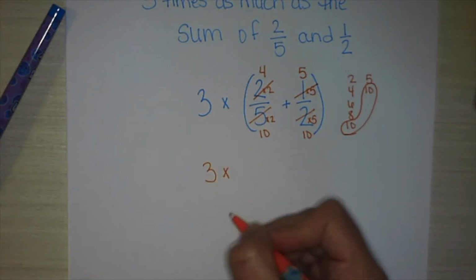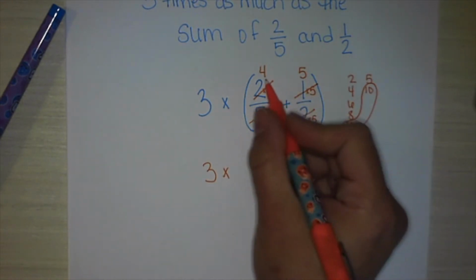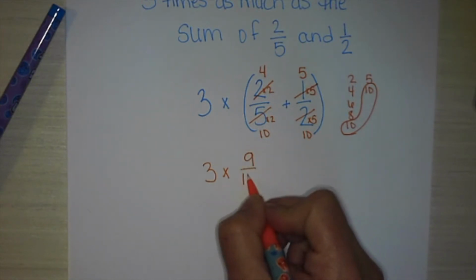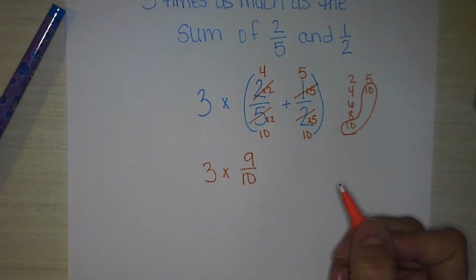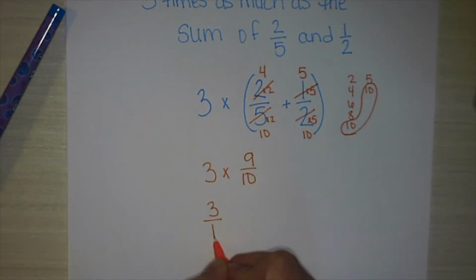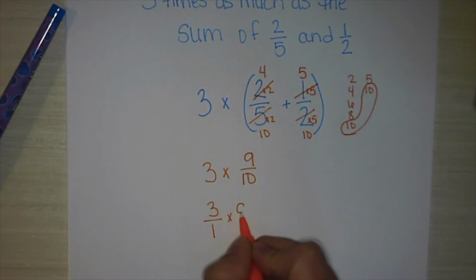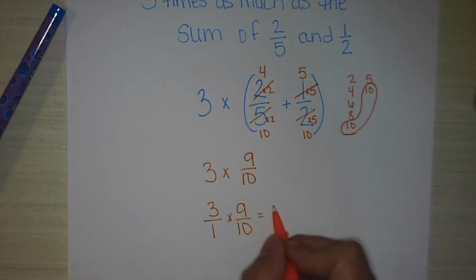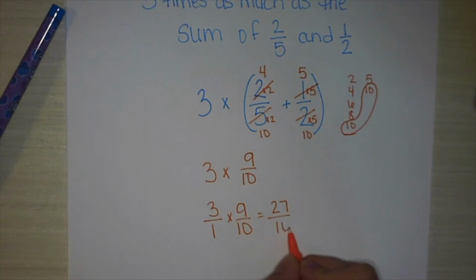3 times is brought down. Haven't worked with that yet. 5 plus 4 is 9 tenths. The tenths stay the same. And so now I'm going to multiply this. Well, a whole number, to create a fraction, we can just put it over 1. And then we multiply across. 3 times 9 is 27. 1 times 10 is 10.